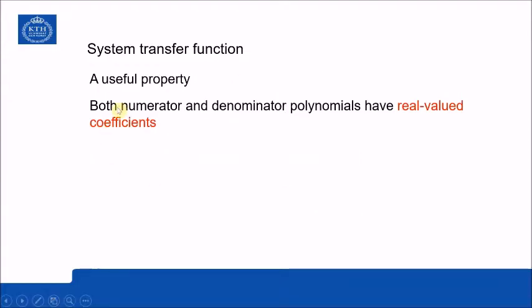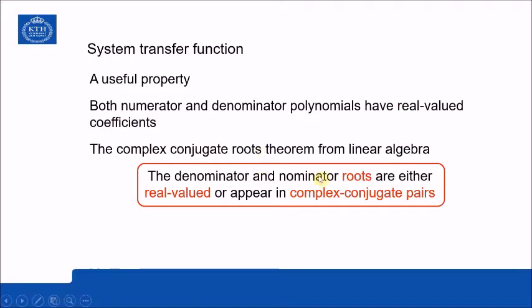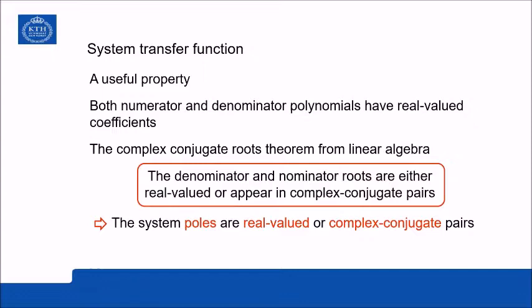So one useful property now is that both the numerator and denominator polynomials have real valued coefficients. Because of this, the complex conjugate roots theorem from linear algebra tells us that both the numerator and denominator roots are either real valued or appear in complex conjugate pairs. So that means that the system poles, which are so important for us, are real valued and/or complex conjugate pairs. And this also goes, of course, for the residues.